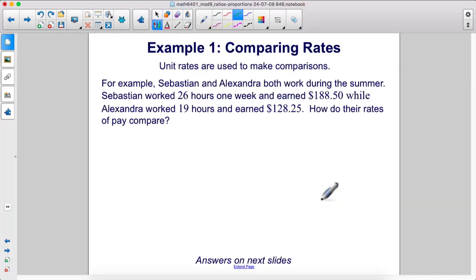Unit rates are used to make comparisons. For example, Sebastian and Alexandra both worked during the summer. Sebastian worked 26 hours one week and earned $188.50, while Alexandra worked 19 hours and earned $128.25. How do their rates of pay compare?